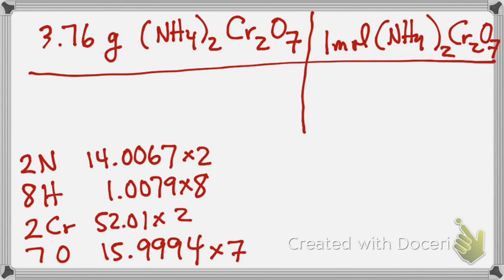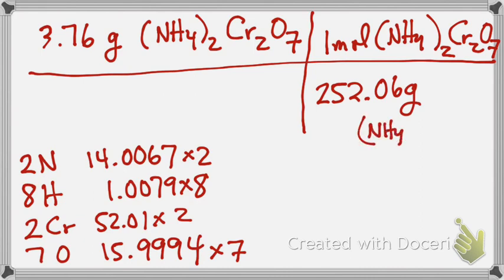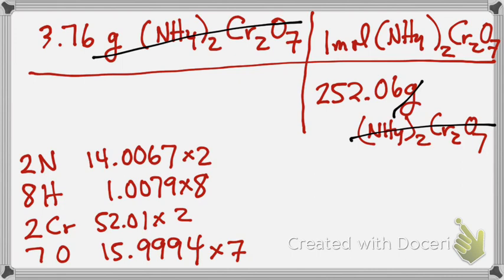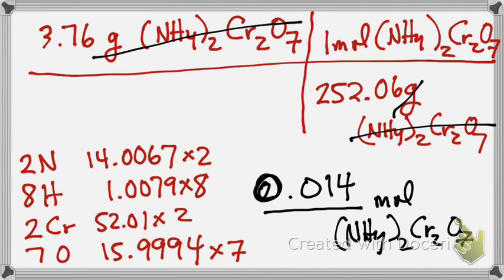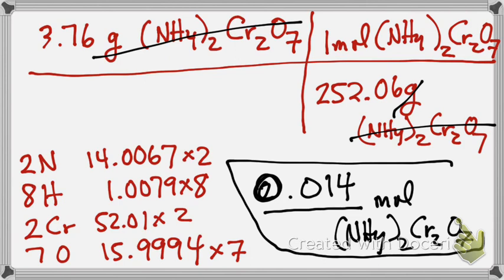So the molar mass is 252.06 grams of ammonium dichromate. And grams of ammonium dichromate will cancel. And I'm left with moles of ammonium dichromate. So when we simplify this answer, we get 0.014 moles of ammonium dichromate.